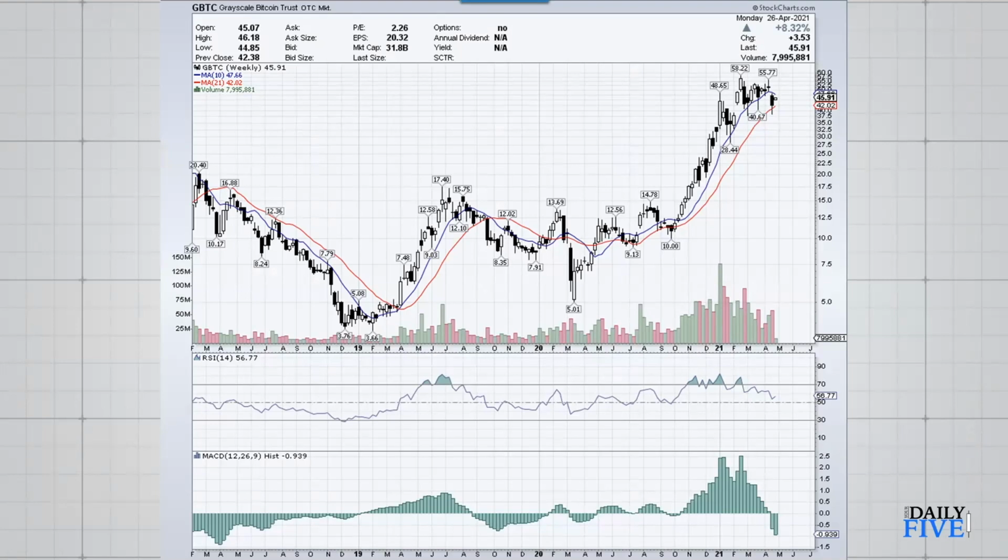This is Grayscale Bitcoin Trust. This is the only stock offered on NASDAQ or a US stock exchange that holds Bitcoin as its primary asset. So this can be an alternative to trading the cryptocurrency, but you have to make sure that you do your due diligence and you understand the premiums involved with this.